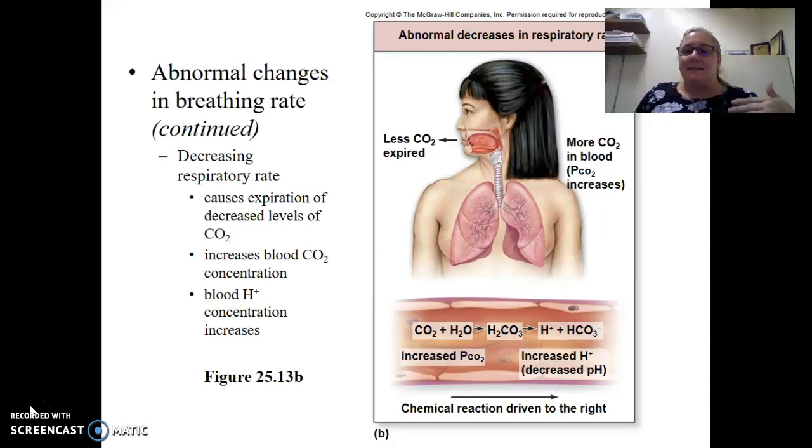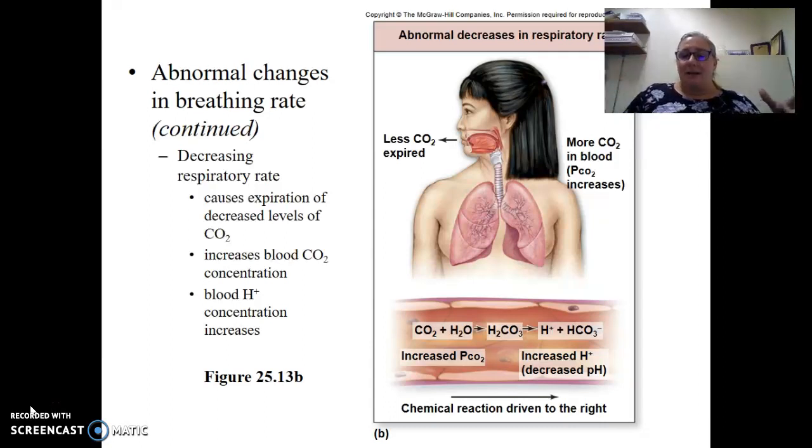The opposite happens if our blood is too alkaline. So now we're going to slow our respiratory rate, which is going to lower the amount of carbon dioxide we exhale. So carbon dioxide and water mix together, forming that bicarbonate. Bicarbonate breaks down into a carbonic acid, or I'm sorry, not a carbonic acid.